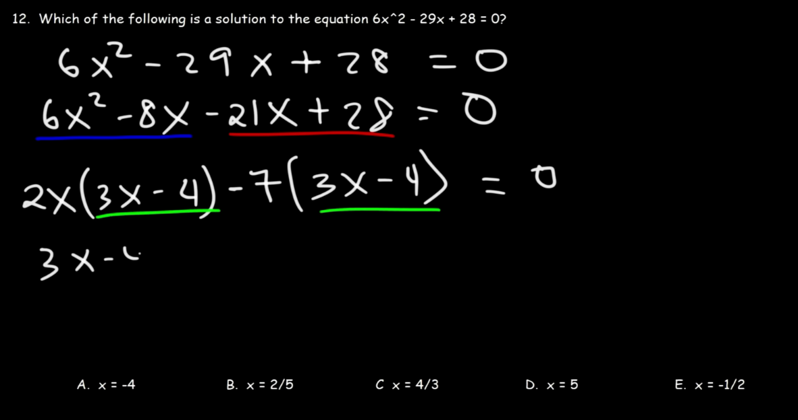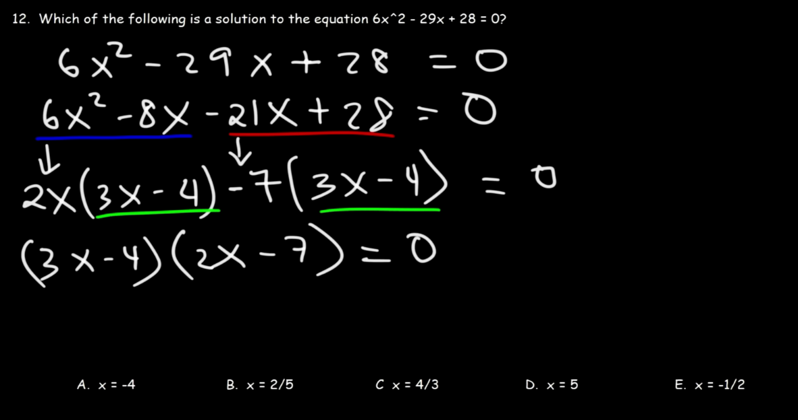So if we take out 3x minus 4 from the first term, we're going to have 2x left over. And if we take it out in the second term, we're going to have negative 7 left over. Now at this point, we can set each factor equal to 0. Because if one of them is equal to 0, the whole equation is true. 0 times anything is 0. So we're going to set 3x minus 4 equal to 0 and 2x minus 7 equal to 0.